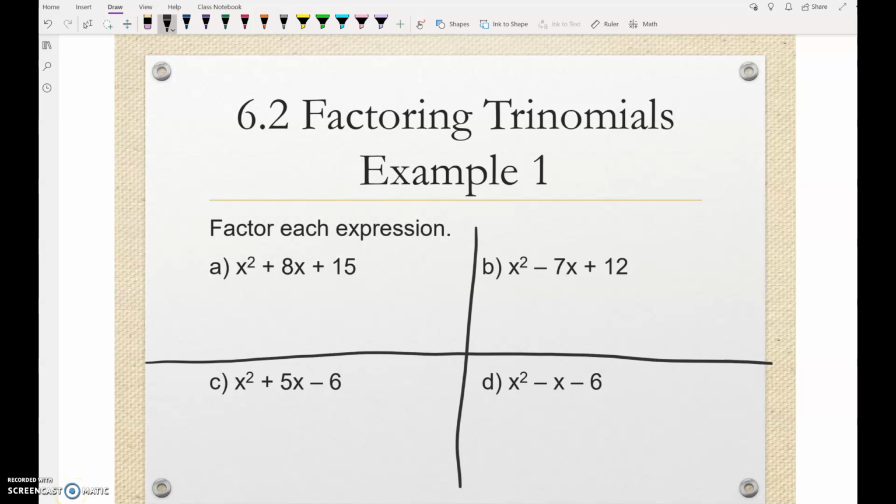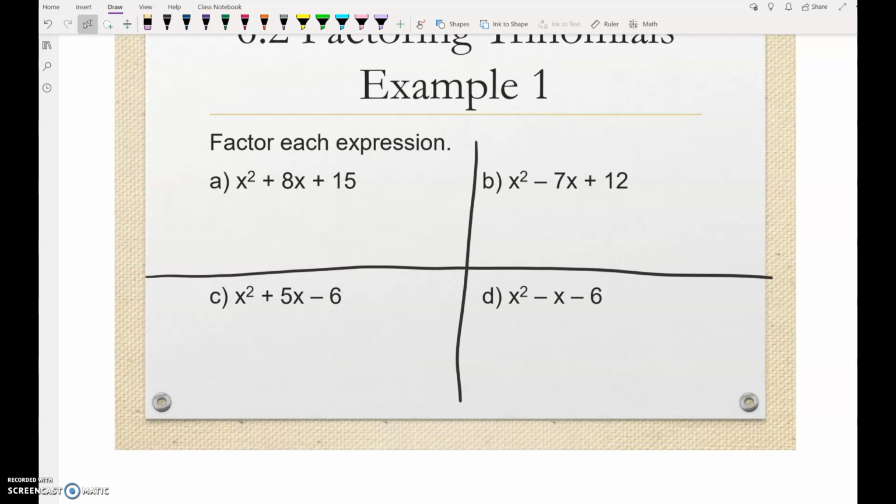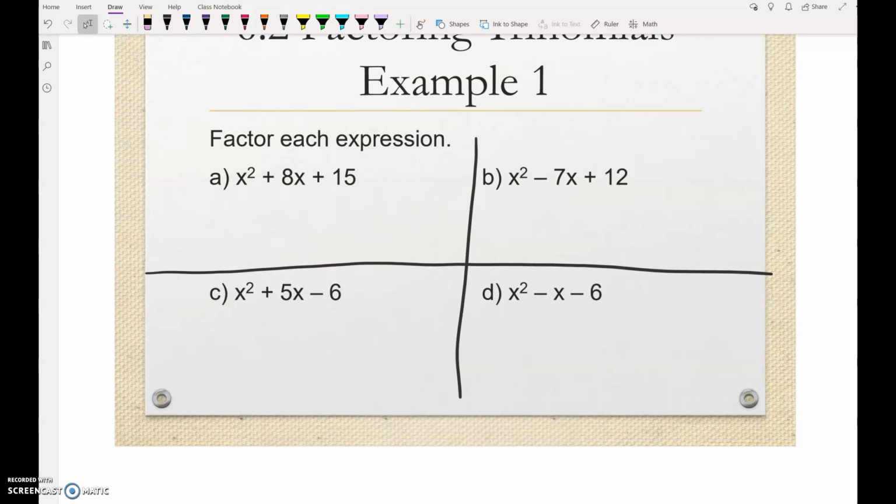Today we're going to factor trinomials. I will show you the two ways that I've seen teachers do this in the past. Basically, we are trying to undo the process of double distribution or FOIL or whatever you call it. And the easiest way to do that is to solve this puzzle of what two numbers multiply to give us 15 and add up to 8.